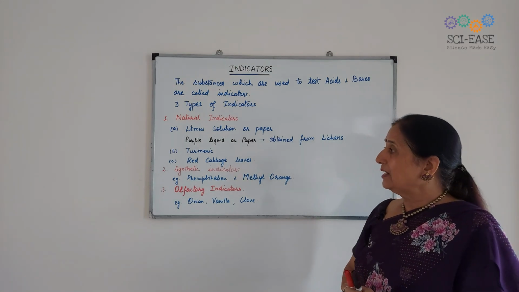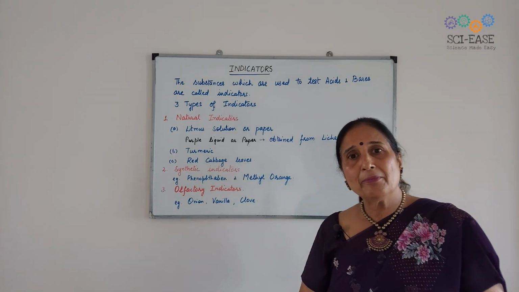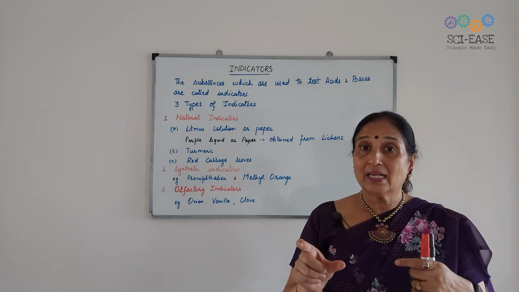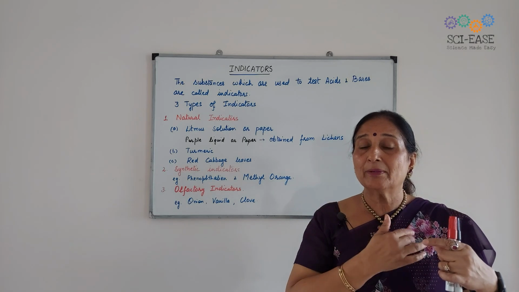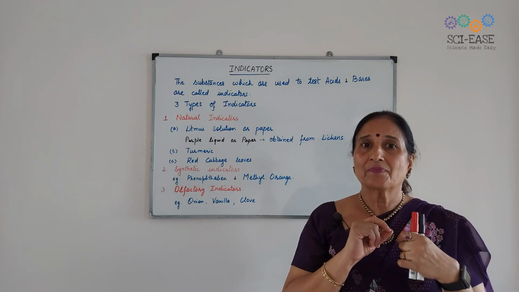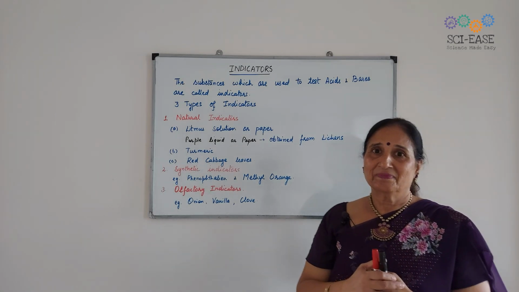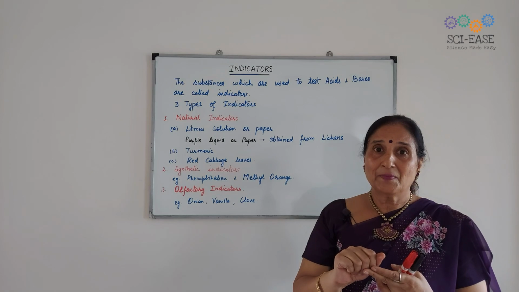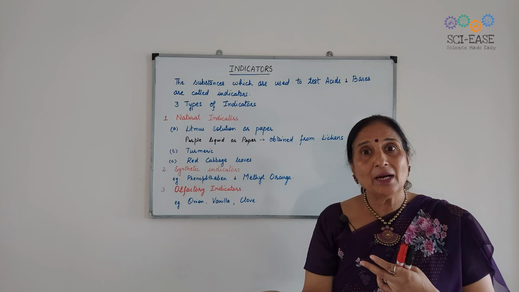Okay. Now, the second natural indicator is turmeric. What do you mean by turmeric? That is haldi, which is there in your kitchen. When curry of any vegetable falls on your white shirt, we become so much worried that it is spoiled. What do we do? We put soap over that part and it will become red.